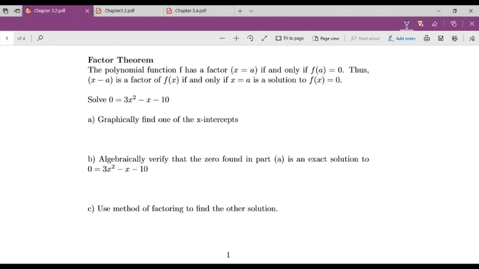So that means we need to go over to the TI really quick and put this in and graph it. Then we'll find one of the x-intercepts, and then we will find the other using a method of factoring. Okay, so follow me over to the TI real quick. Get yours ready.